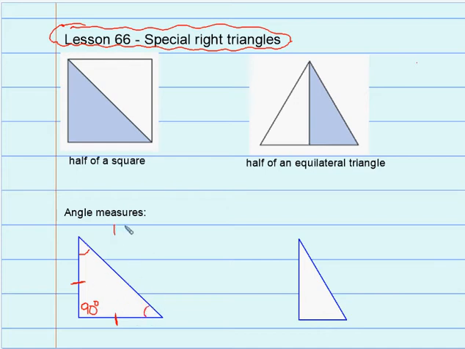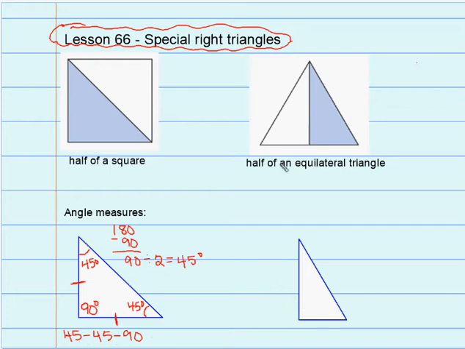So we would take 180 degrees and subtract the 90 degrees that we know from it, and then we have to split that 90 evenly, and that gives us 45 degrees. So these two angle measures are 45 and 45 degrees. So this type of triangle is often called a 45, 45, 90.